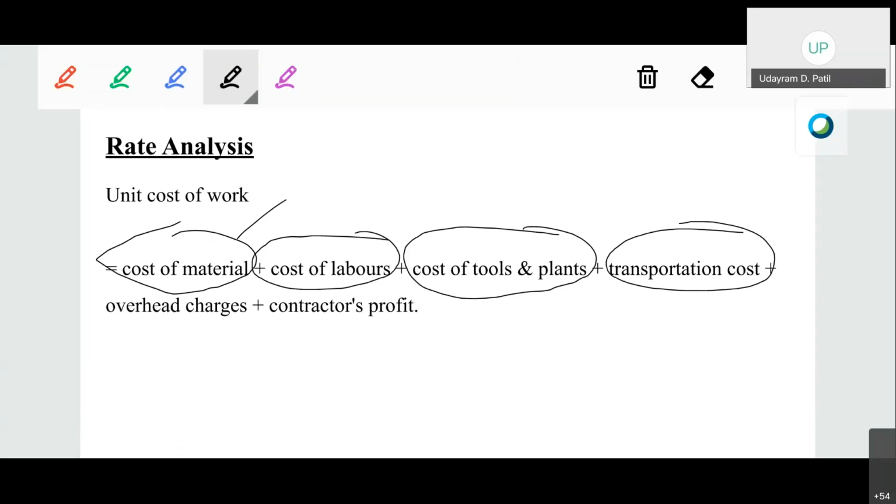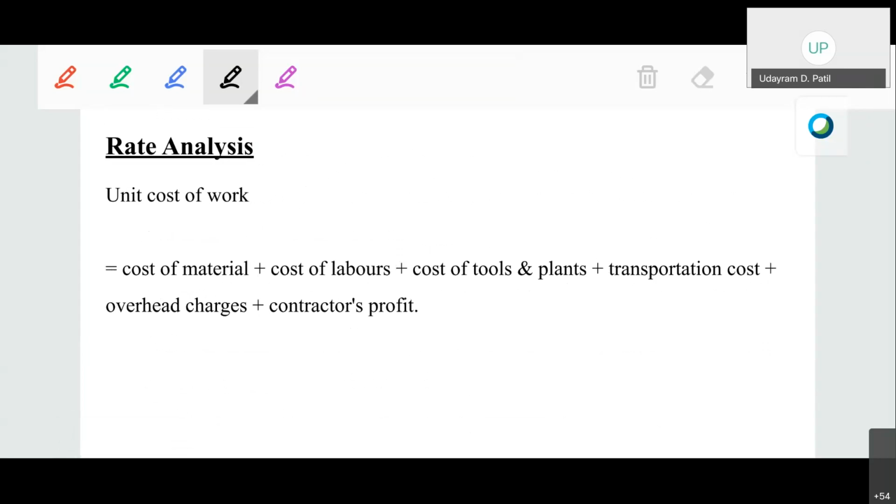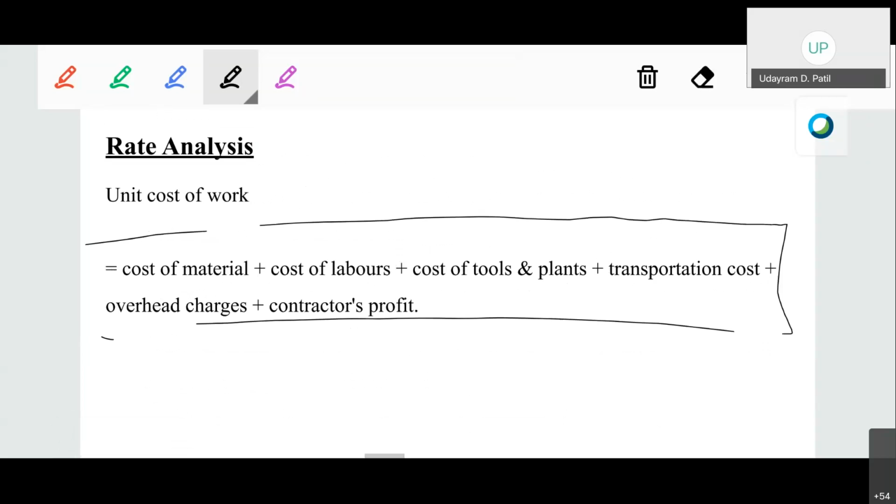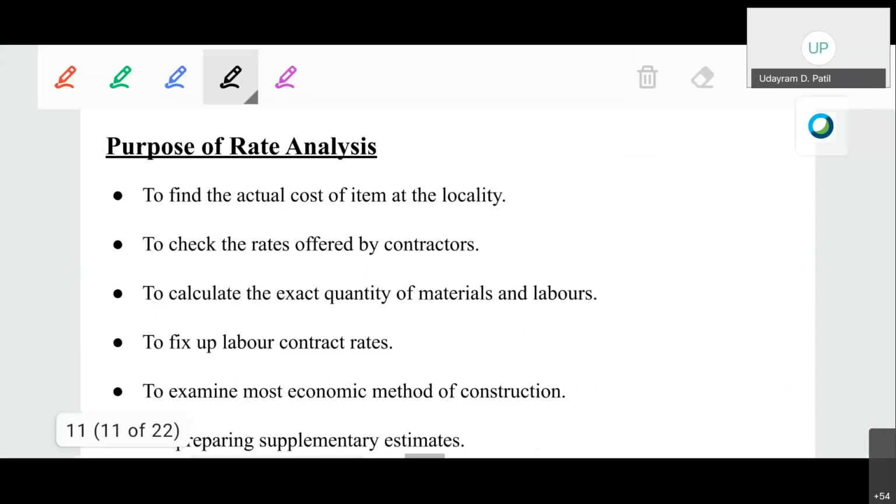Okay, if the materials are not within the particular site, if the manufacturer is not within the particular area, then we will have to transport those materials and labors from the source. Then the overhead charges will be there and contractor's profit will be there. So एवढे जे काही charges आहेत आपले, we will have to consider while calculating the unit cost of that particular item of the work. Okay, so first, the purpose of the rate analysis.